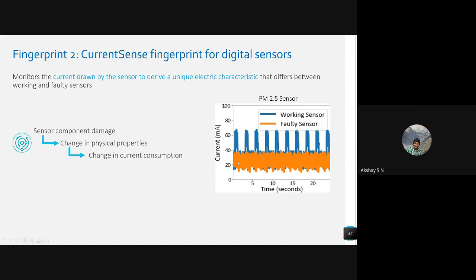Now, by just monitoring the current, right, I can now tell which is a working sensor and which is a faulty sensor. I don't even have to look at the sensor data, right? What are the pollution values? I don't even care about that, right? By just looking at the current signature, I can tell, oh, this is a working sensor, this is a faulty sensor, right? That's the key idea.